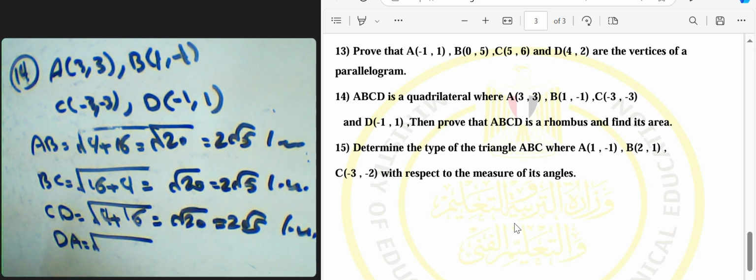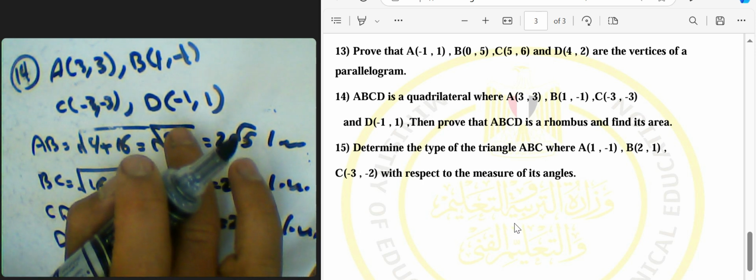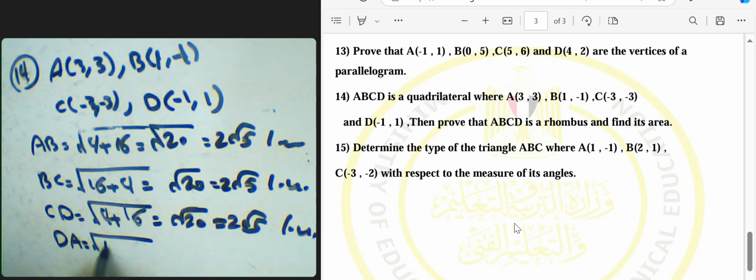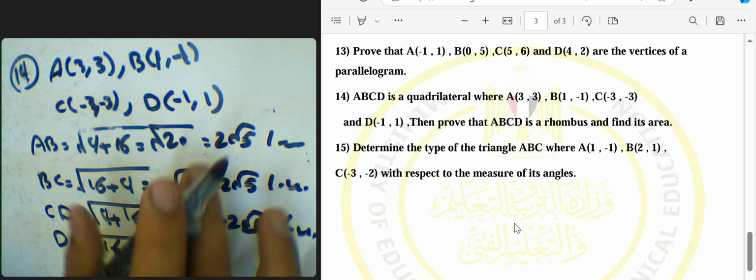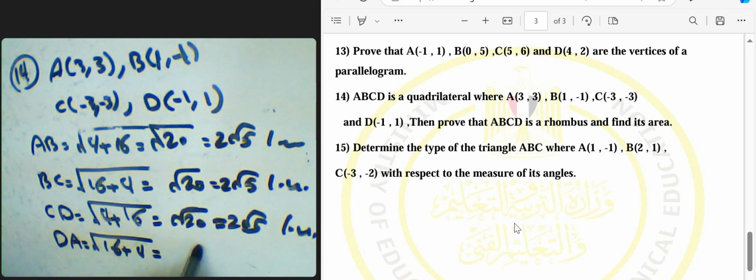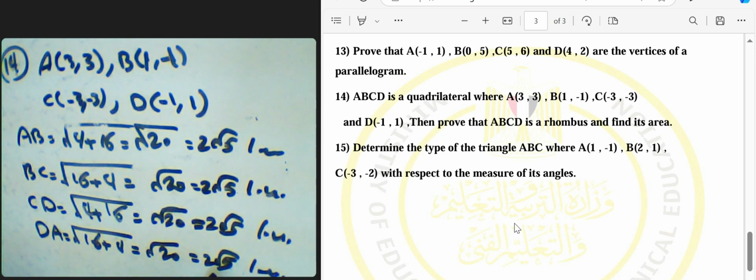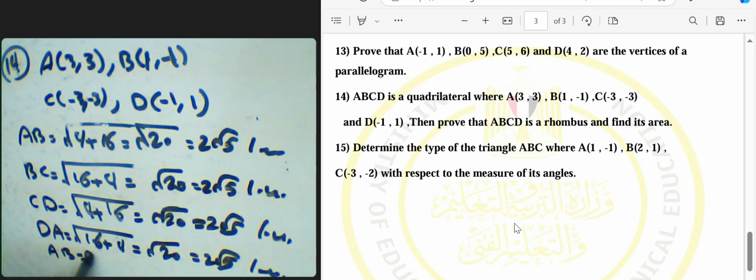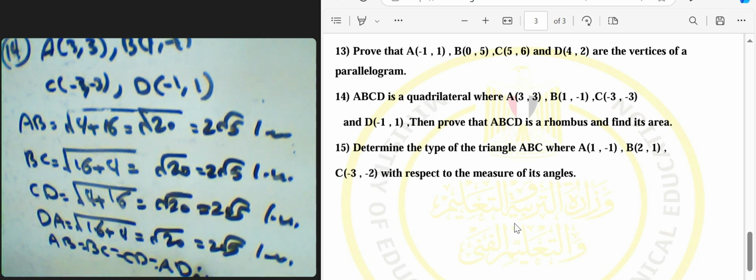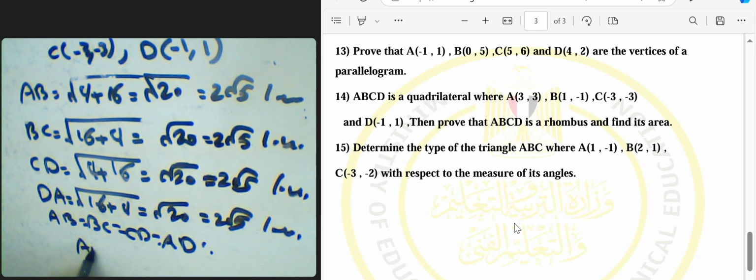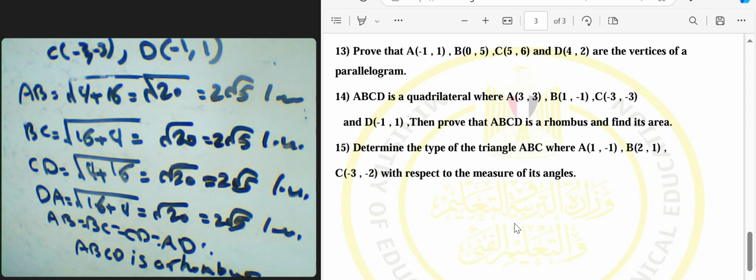And what about DA here? Negative 1 minus 3 is negative 4, power 2 equals 16, and 1 minus 3 is negative 2, power 2 is 4. The result will be square root of 20, which is 2 root 5 length units. Then AB equals BC equals CD equals DA, so ABCD is a rhombus. It's a rhombus.